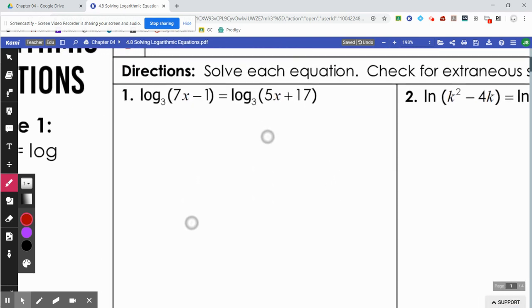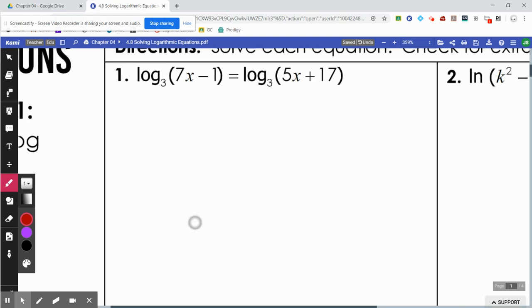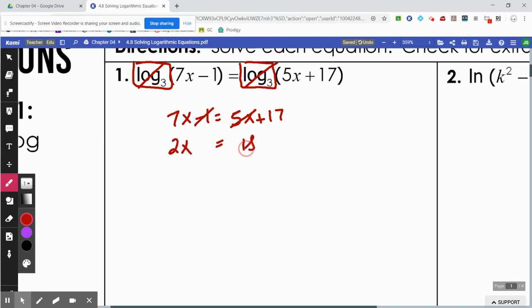So number one, let's go ahead and get started. Again, one-to-one: anytime you have the log of the same bases equal to each other, we can just worry about, the same way we worried about the exponents in the last one, the arguments here. The only way that these two things could be equal is if 7x minus 1 is equal to 5x plus 17. Same way we set the exponents equal to each other in the last lesson. You see what we're doing here. Move the 5x over by subtracting. Move the minus 1 over by adding, and you get that x is equal to 9.